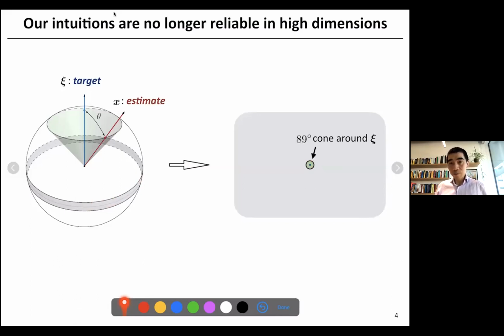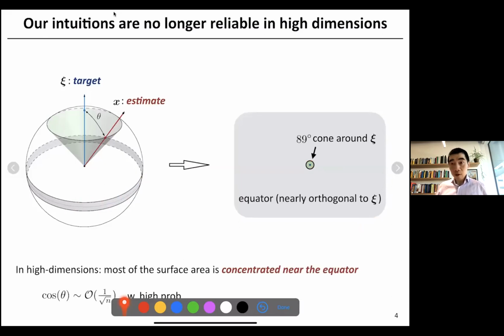Of course, this is the so-called concentration of measure, which says that if you pick a point uniformly at random from the sphere, then with high probability, all of these points will be living in a very narrow band of width 1 over square root of n around the equator, right?